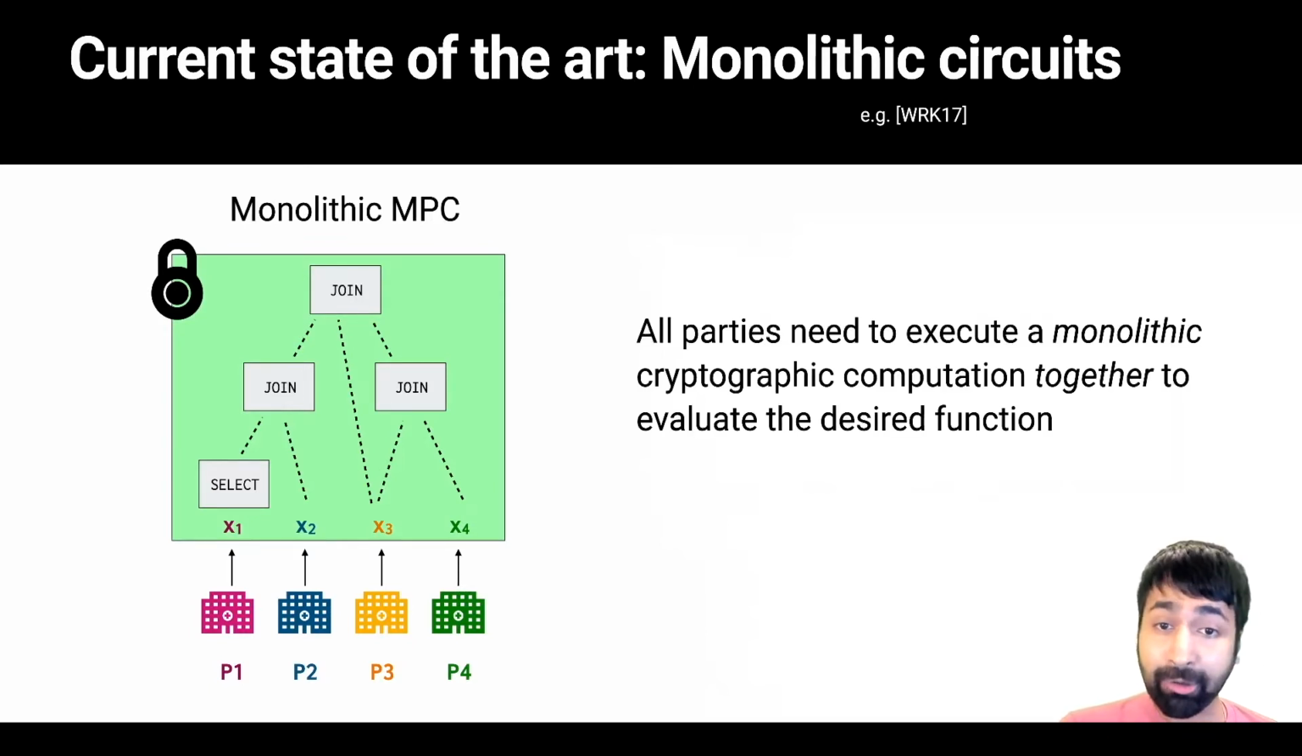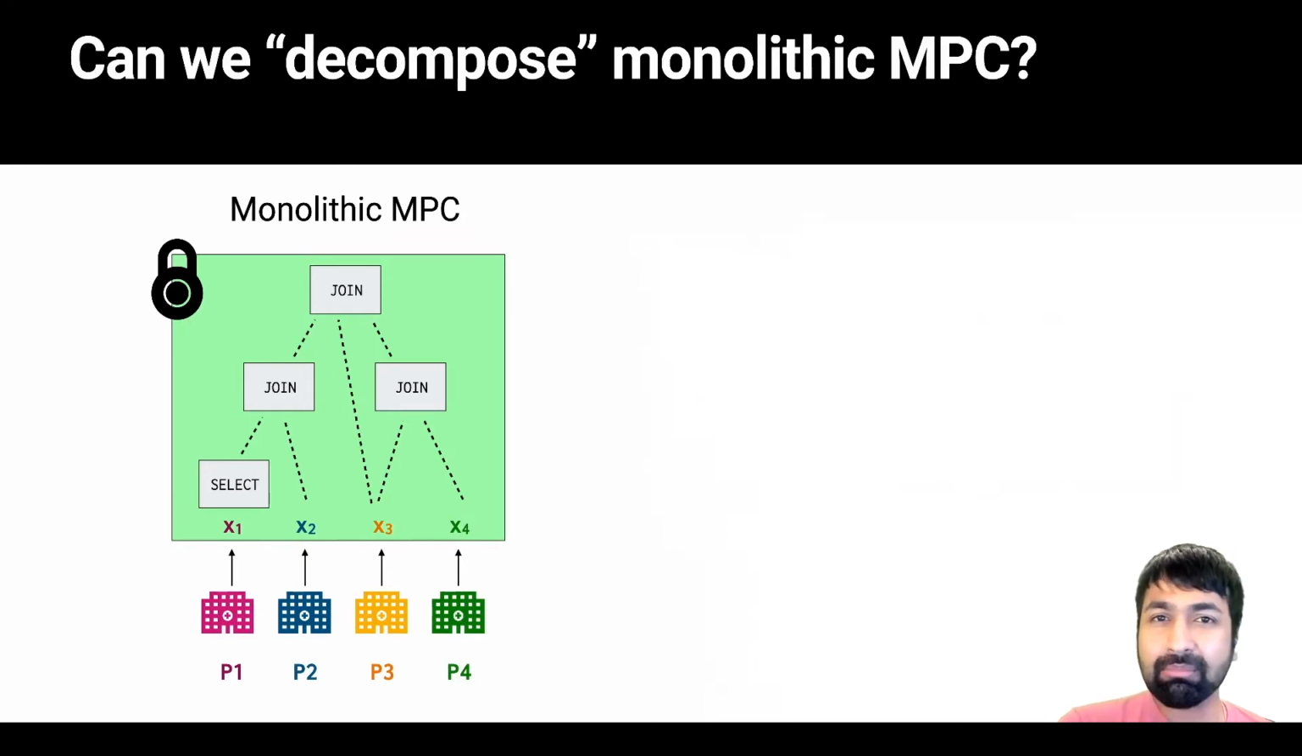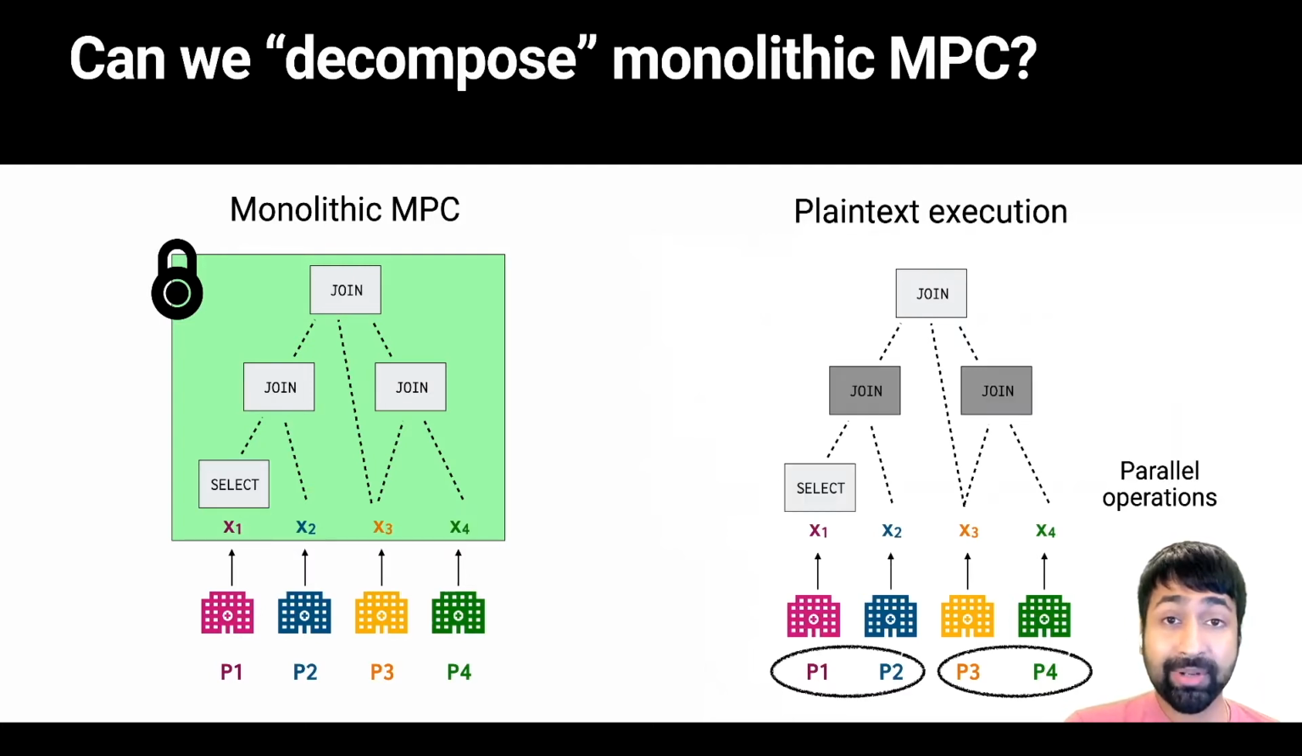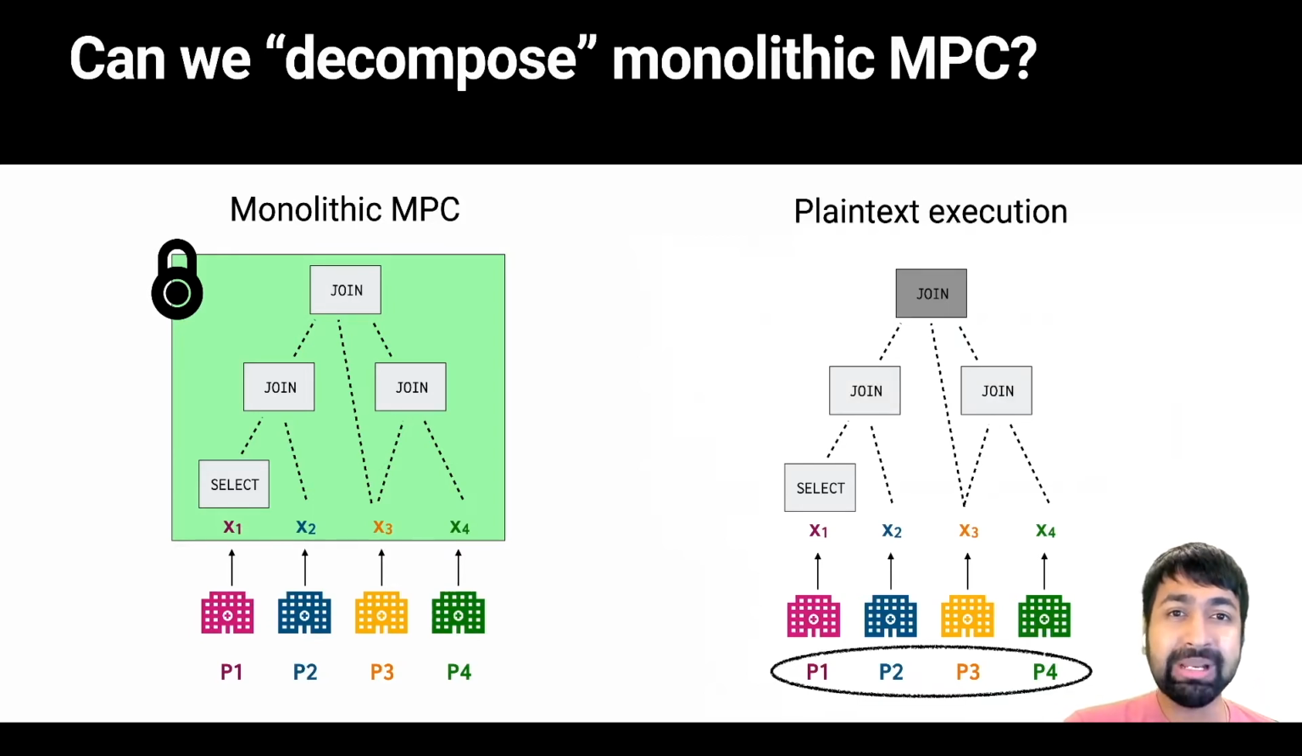So, for instance, all 4 parties in this case will participate in evaluating the select operation, even though it only processes party 1's data. But this monolithic execution is a far cry from how the query would be evaluated if security were not a concern. For instance, this is how natural plaintext computation of the query would work. The select operation would be run locally by party 1 without involving any other party. The next pair of joins would be run by the respective subsets of the parties and therefore could also proceed in parallel. And only the final join operation would involve all the parties.